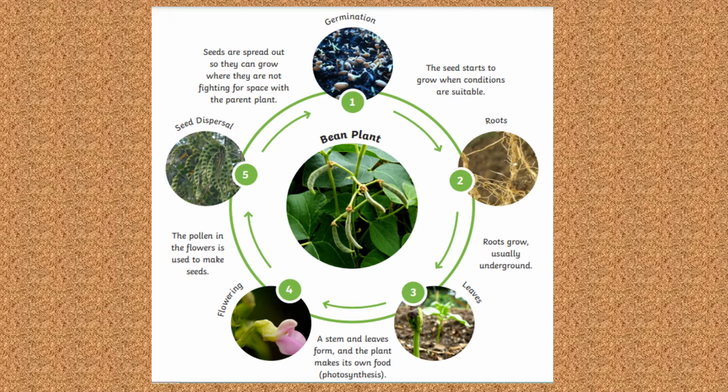We've got the leaves that then form, so the stem and the leaves form and the plant makes its own food, it photosynthesizes. Remember, the stem and the leaves are naturally phototropic. We've got the flowering part where the pollen and the flowers is used to make the seeds and pollinate other flowers. Insects normally help to do this. And then we've got the seed dispersal at the end where the seeds are spread out so that they can grow where they are not fighting for space with the parent plant.